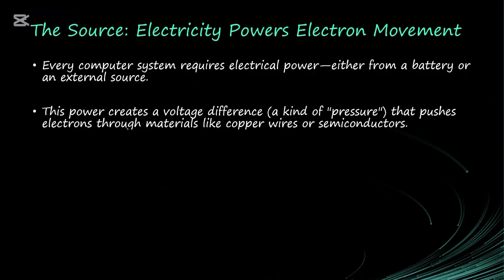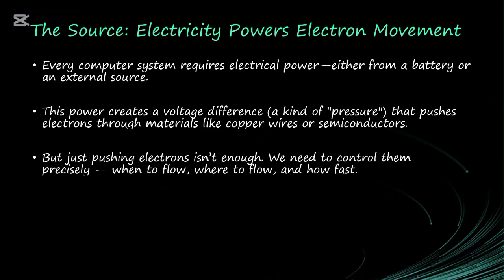So when there's an electricity source, this electric power creates a voltage difference that pushes electrons. The electron movement that you want is being provided through the electricity. But just pushing electrons isn't enough. When you have a source of electricity, it creates the electron movement, and this movement creates a voltage difference. But this voltage difference, or this movement of electrons, is not enough. We need to control them precisely. We need to control this flow of electrons.